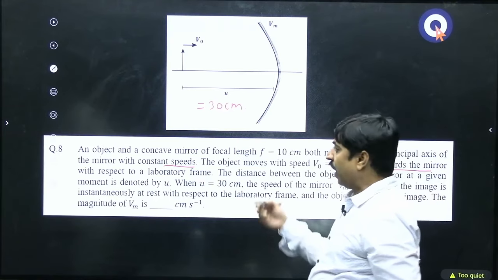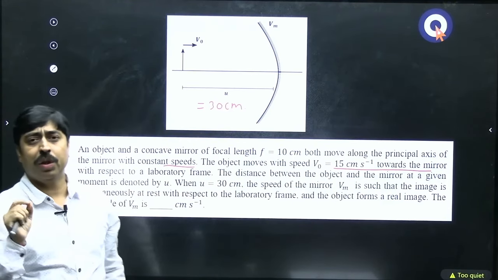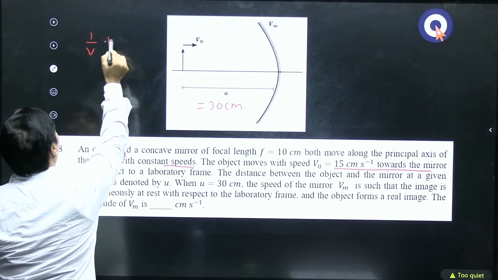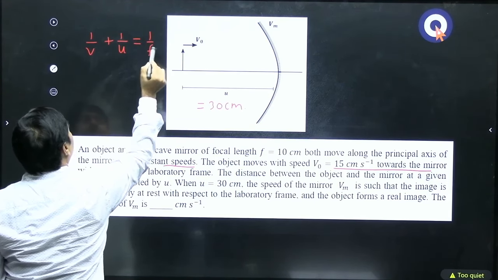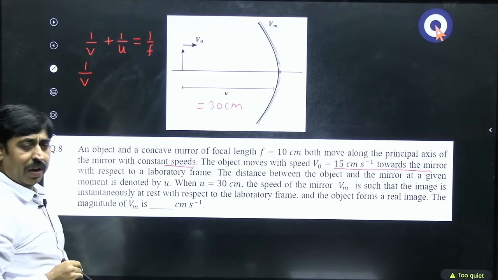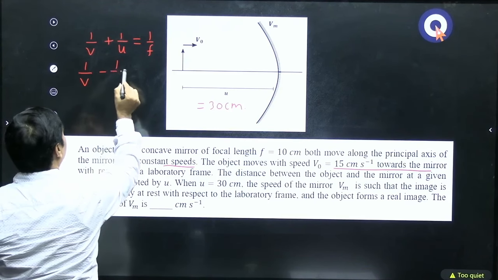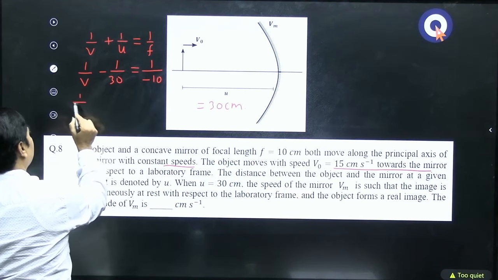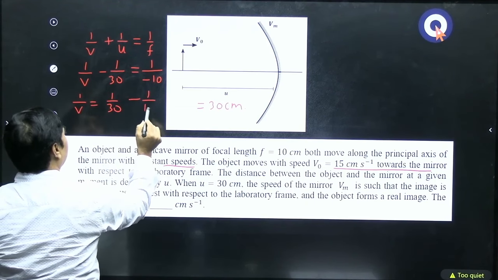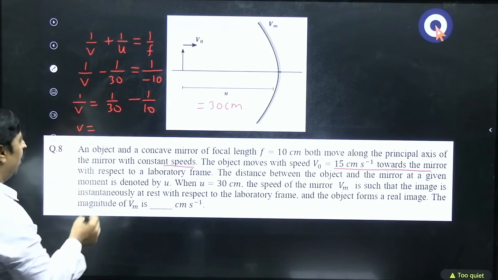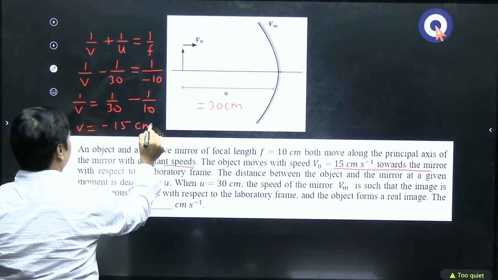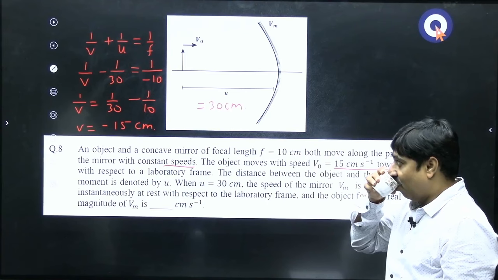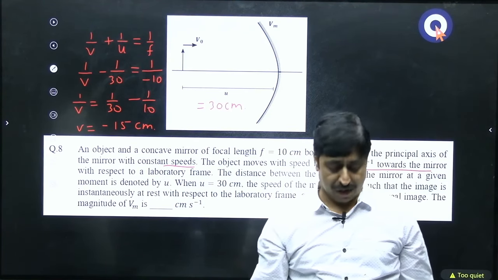Students, first by using the mirror formula, we can find out the position of the image when object is at a distance of 30 centimeter. So, the mirror formula is 1 by V plus 1 by U is equal to 1 by F. V is not known to us, we can calculate it. Value of U will be minus 30, and because it is a concave mirror, value of F will be minus 10. So, if you simplify this, you get V is equal to 30 by 2, 15 with a negative sign. V is 15 centimeter with a negative sign. Am I right? Yes, I guess I am right.